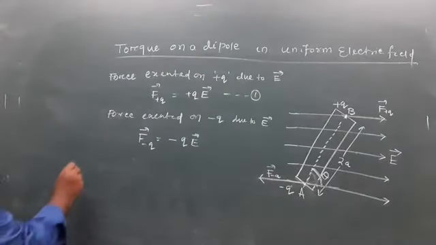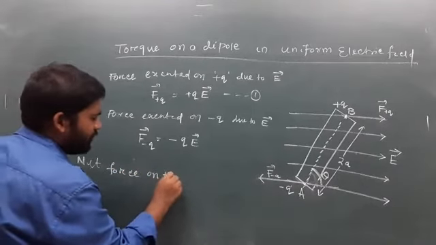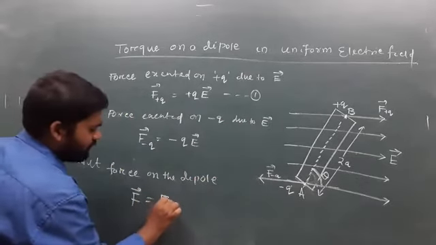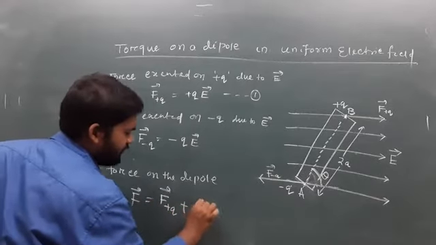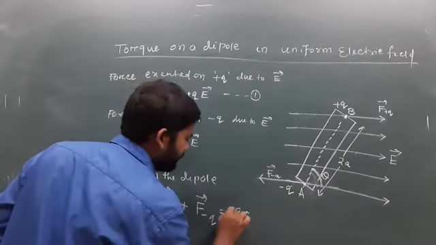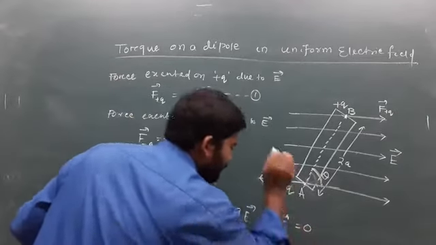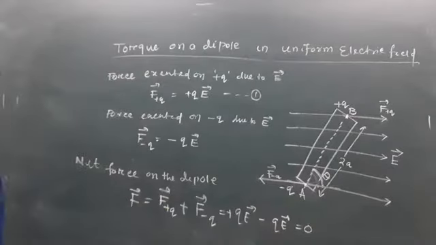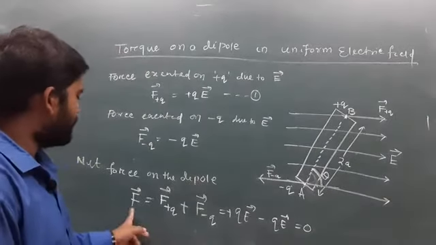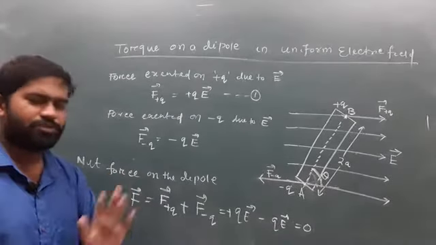So what is the net force on the dipole? Net force F equals F plus Q plus F minus Q. So the net force will be QE minus QE, which is 0. So when we place a dipole in a uniform electric field, the net force on the dipole will be 0.